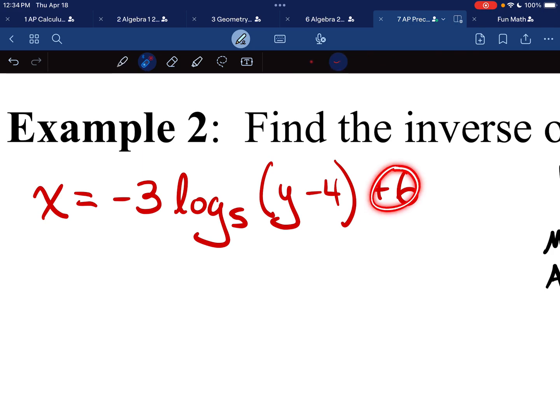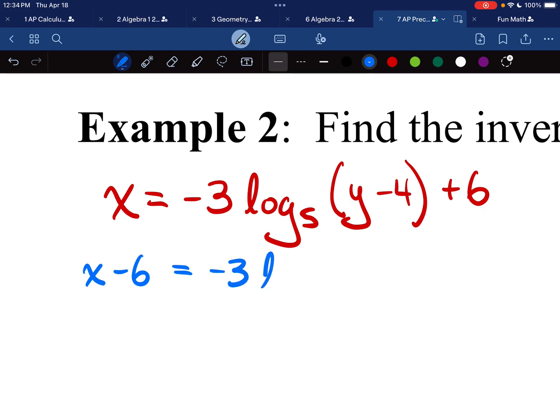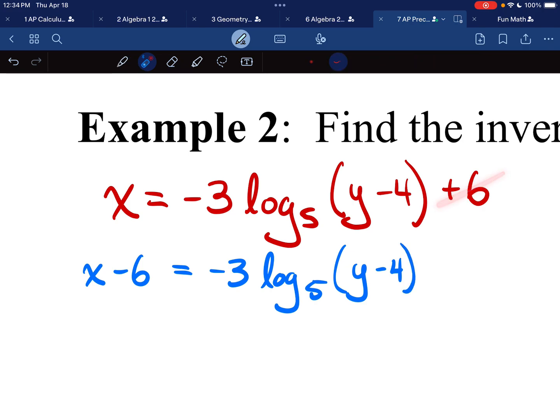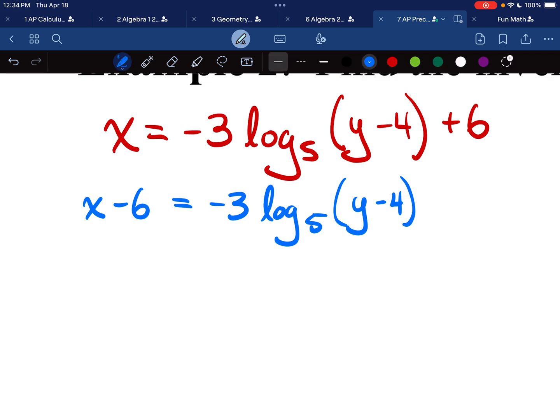So the first thing I'm going to do is subtract 6 here, subtract 6 here, which means my new equation is, we've subtracted 6, so it's x minus 6, and on the right side I'm left with that negative 3 log base 5 of this y minus 4. Again, we subtracted 6, so you're gone. The next thing that we need to do to isolate this log expression is to get rid of negative 3 by dividing, because what was happening before is negative 3 is being multiplied. The inverse operation of multiply is to divide.